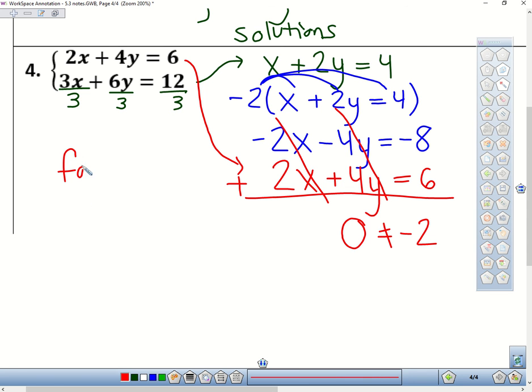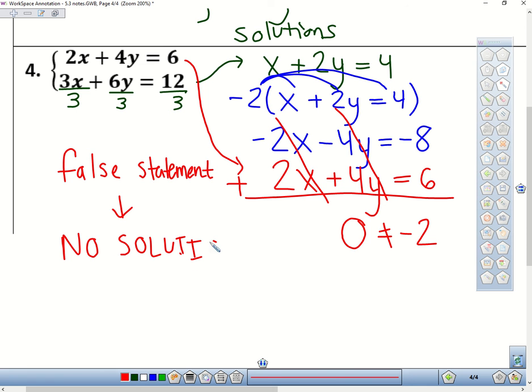False statement. Which means we have how many solutions? No solutions. Anybody know, for a bonus point, what these two lines look like on the graph? There's a word for it. Parallel. What's the word we call these two lines that sit? Parallel.